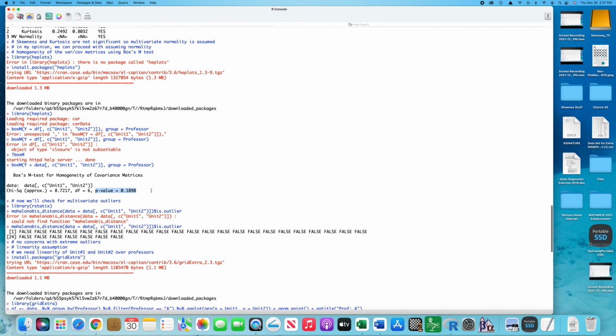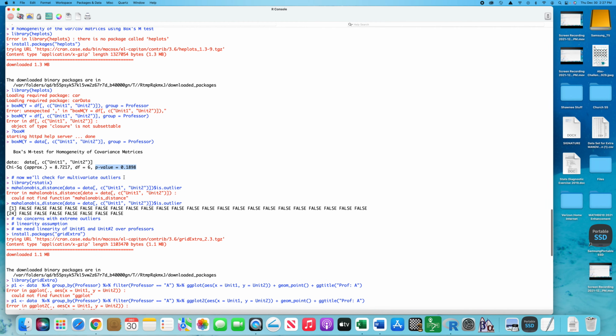Next thing I need to look at is whether there are any extreme outliers, so we can check for multivariate outliers. I know we've installed rstatix recently. This is apparently hard to spell because I misspelled it. Once I corrected the spelling using this command, we get all cases FALSE, which means we have no extreme outliers that are of concern for the MANOVA technique.